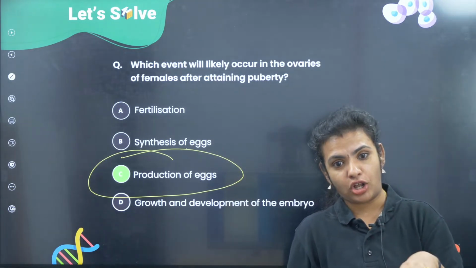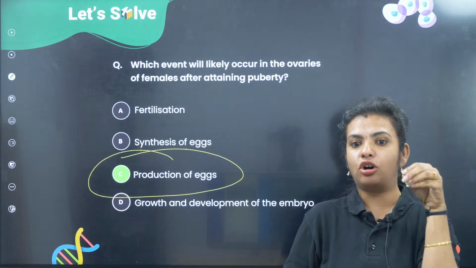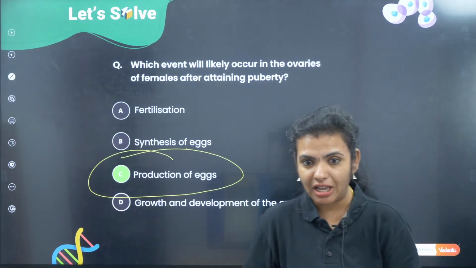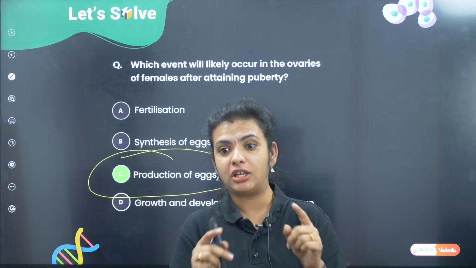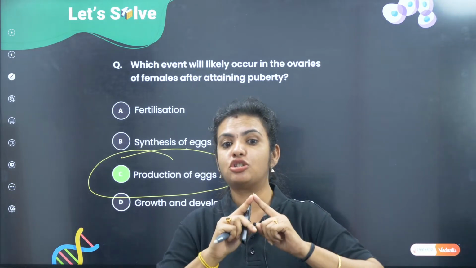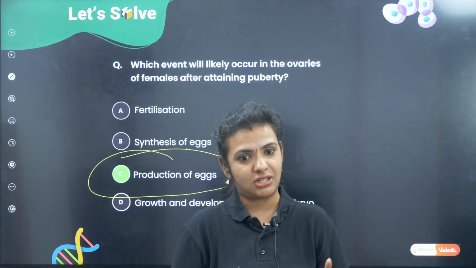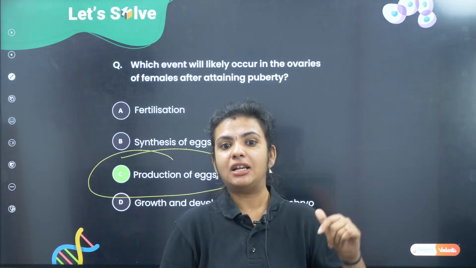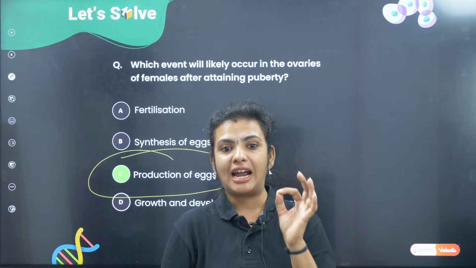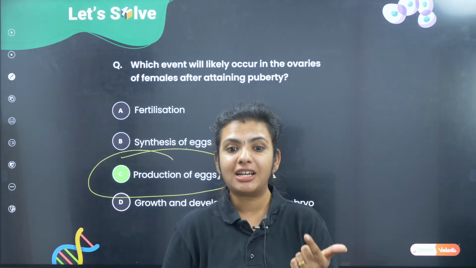So, they grow. Primary becomes secondary follicle, secondary becomes tertiary follicle, tertiary becomes Graafian follicle. Inside that Graafian follicle, there will be the ovum or the egg. And every month there will be one Graafian follicle which is going to rupture, which is going to break and release that egg. That is the menstrual cycle. So, we say that the event which is happening at puberty is production of eggs.